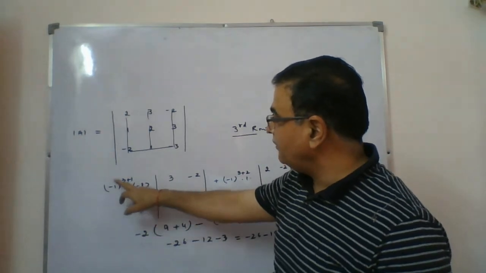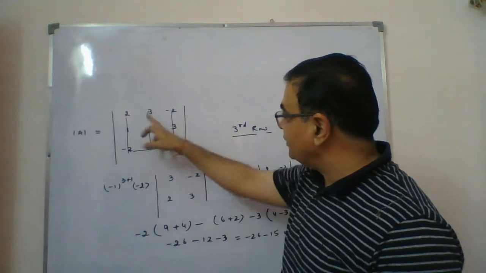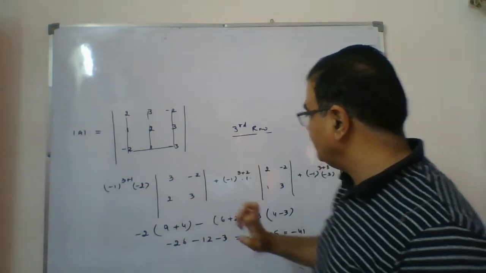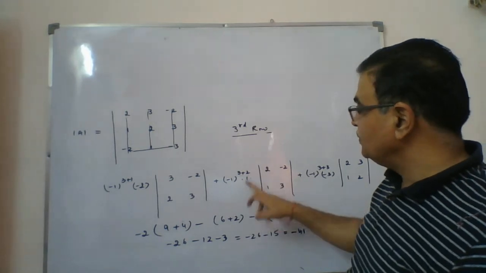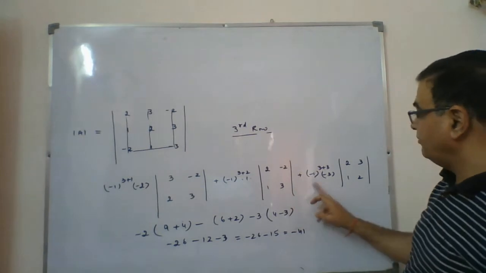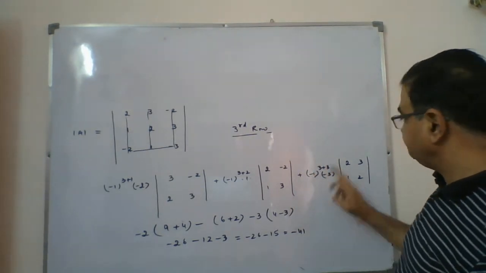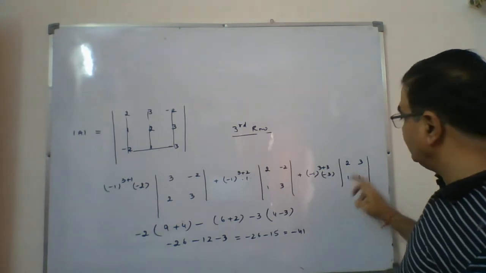Minus 2. So minus 1 power 3 plus 1. Then minus 2. Leave this, 3 minus 2, 2 and 3. Then comes plus, minus 1 power 3 plus 2. 1 is the element. So left is 2 minus 2, 1, 3. Then minus 1 power 3 plus 3. Minus 3 is the element. Then it is 2, 3, 1, 2.